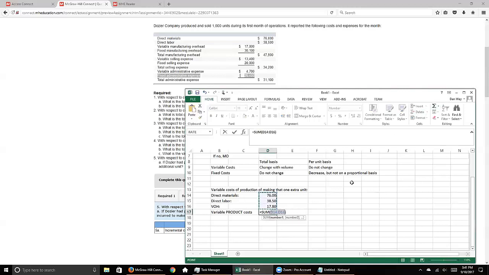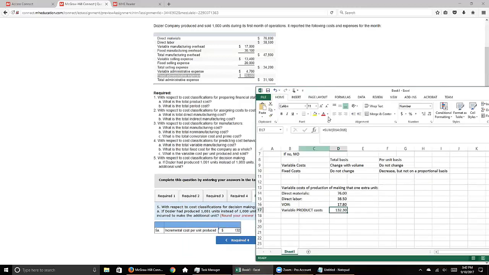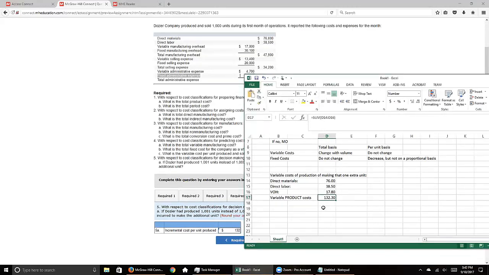If I sum those up, I get a total variable product cost of $132.30. So for every additional unit that I, as Dozier, want to make beyond these 1,000 units, the only additional manufacturing costs I incur are these variable product costs: direct materials, direct labor, and variable overhead. That total of $132.30 is my incremental manufacturing cost to make the 1,001st unit. And I think they had us round off, yeah, round to the nearest whole dollar, so 132 bucks. And there we are.